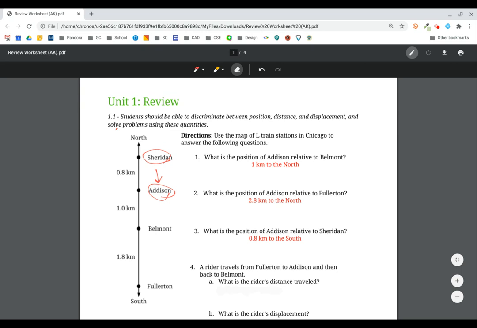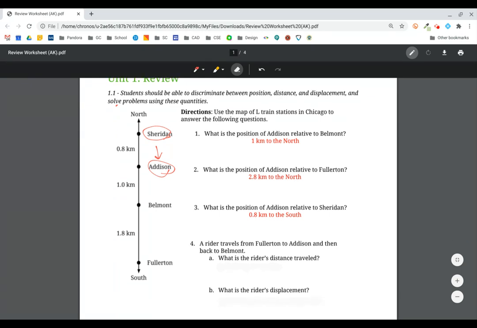And then number 4, it starts to ask us about more complex trips. So it's not just the location of one thing in relation to another one. This rider goes from Fullerton to Addison and then to Belmont. And so when we're looking for the distance, what we need to do is take each leg of this trip, take the absolute value of it and add it up for a total of 3.8 kilometers.